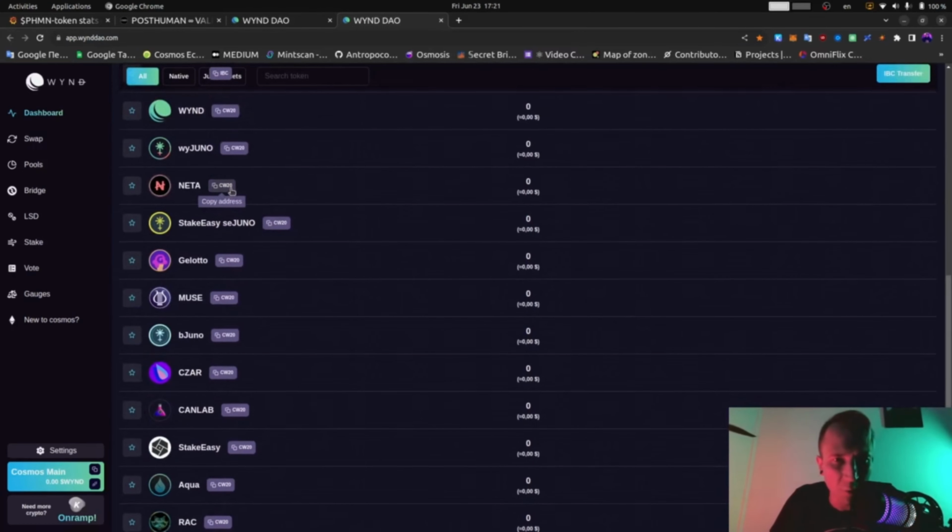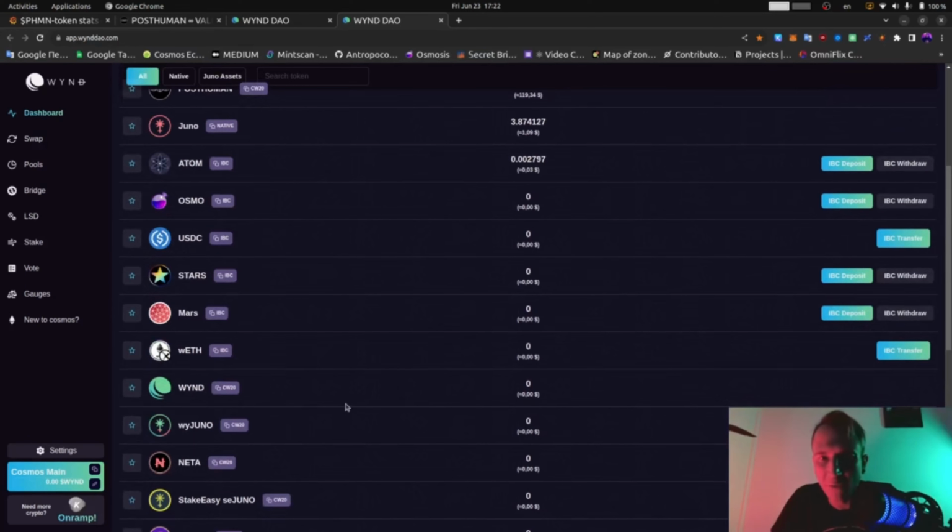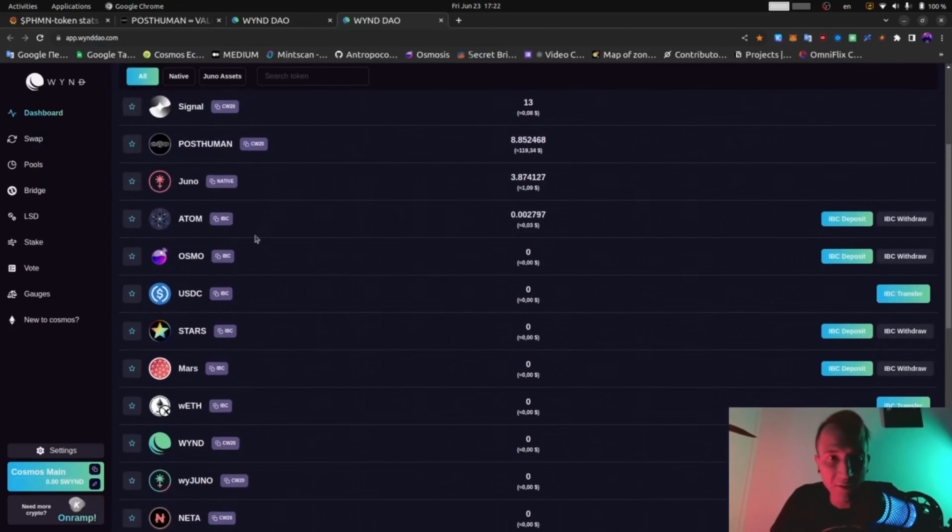Why do they call it CW20? Because it's CosmWasm 20. It means there are smart contracts on the Juno network that give the possibility to create different tokens, and this is one of their formats. Also there is the possibility to deposit tokens from all other Cosmos ecosystem networks, and they will be called IBC tokens. So Atom on Cosmos Hub is a coin of Cosmos Hub, but when you make an IBC transfer from Cosmos Hub to the Juno network, Atom will be an IBC token.